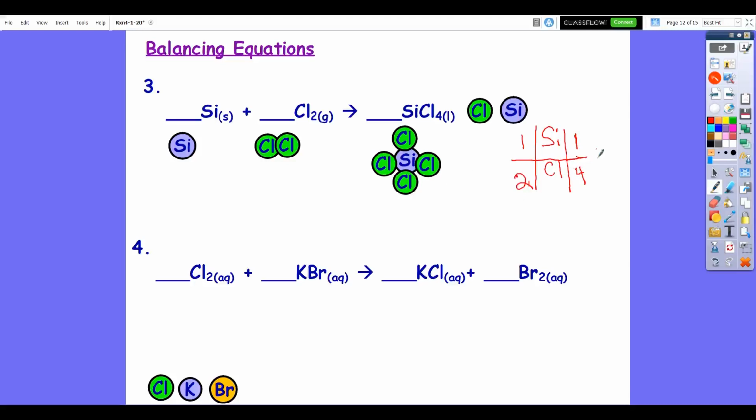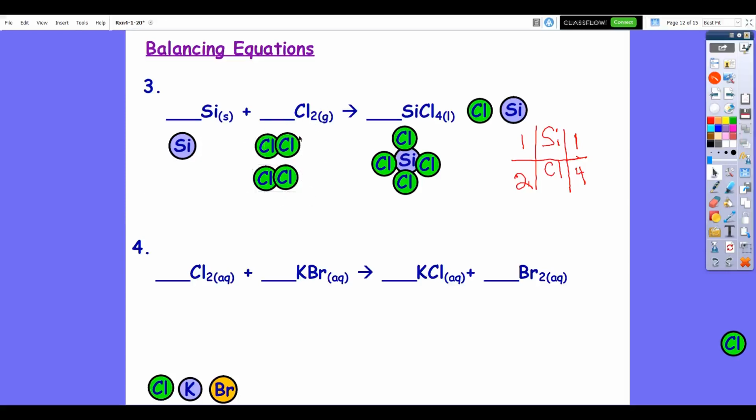Step 2 is figure out which atom I need more of and change its coefficient. So my silicons, I start and end with 1 of those each, so I don't need to worry about that. But my chlorine, I start with 2 chlorines and I end with 4 chlorines. So I need to change my coefficient. Each time, you know what, rather than grab it from here, let me use another trick. I need an entire new chlorine molecule. Because remember, I can't just add 1 chlorine at a time, I have to add that entire molecule.